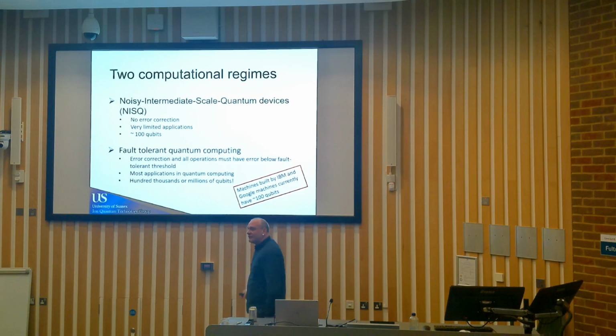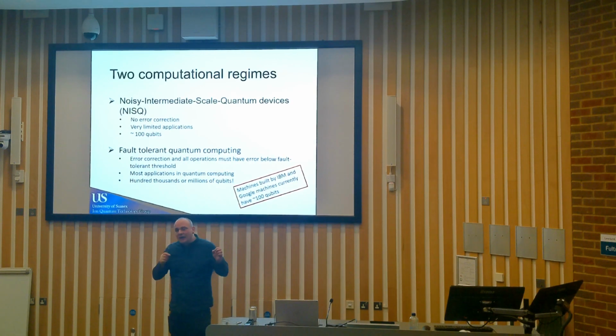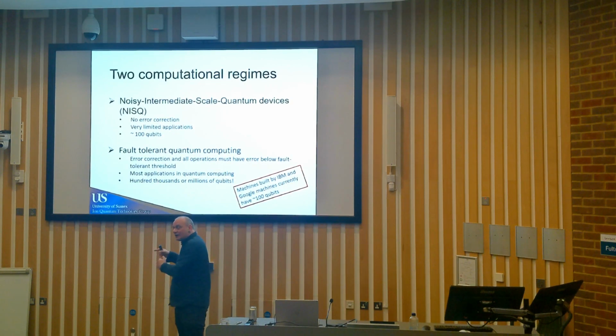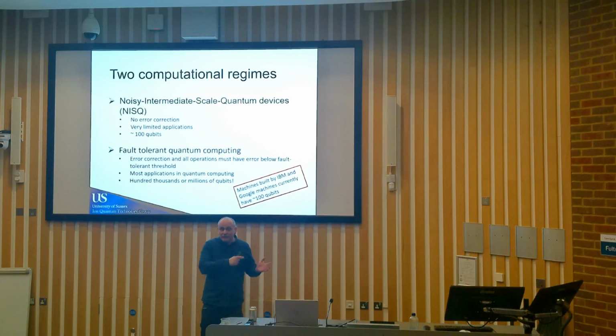So this operating mode is very limited because you don't correct for any of the errors. That means the errors accumulate and eventually render the quantum computer useless very quickly. So you can only do a very limited number of operations, and the algorithms and applications you can cover are very limited. That is where current technology really sits. All the machines you've heard about in the media are sitting within this regime.